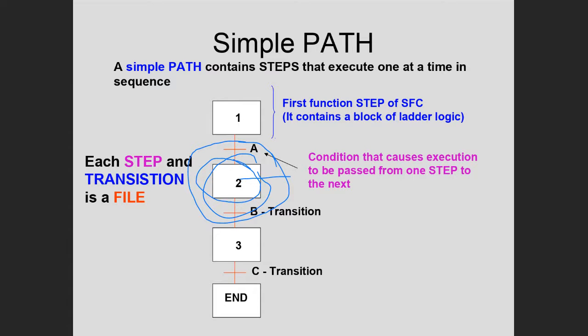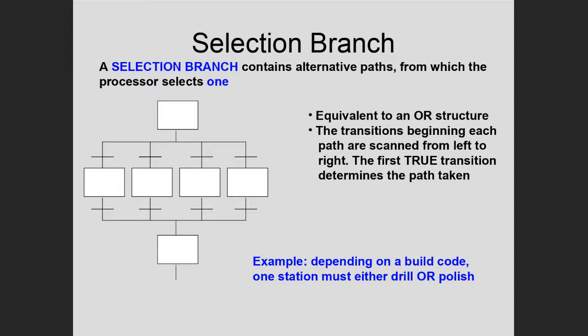So the simple path is the first structure that we can build out of a step and a transition. Well, then the next structure we can build is called a selection branch. I'll be quiet for a second, and you take a second and read this, and then I want to read it. The selection branch.